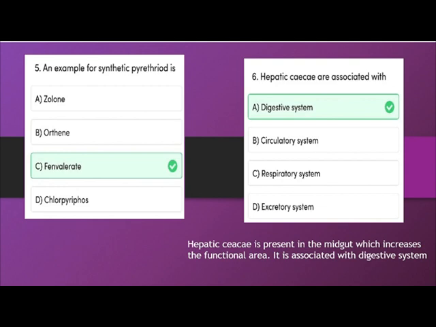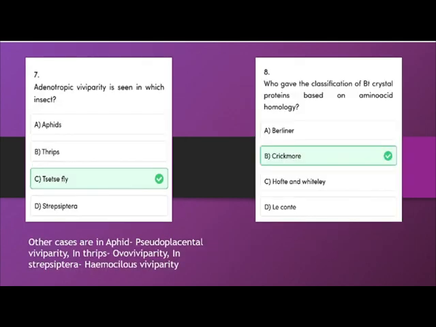An example of synthetic pyrethroid is, and the answer is fenvalerate. The sixth question is, hepatic caeca are associated with, and the answer is digestive system. Hepatic caeca is present in the midgut, which increases the functional area. It is associated with the digestive system. Now come to the seventh question.